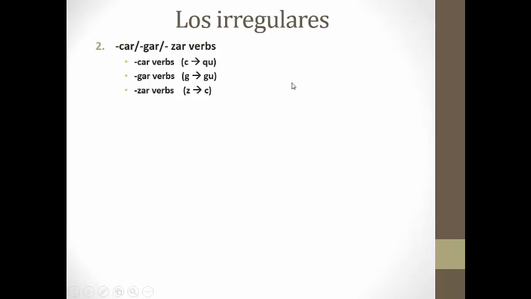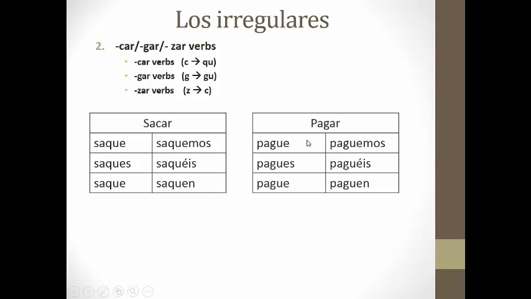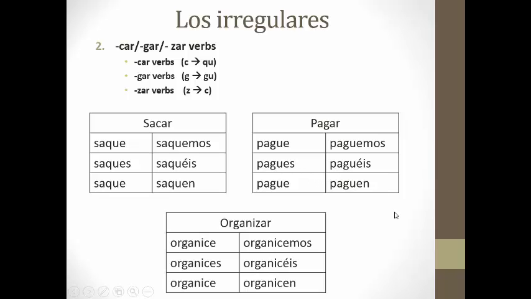So let's look at a couple conjugations. Here's sacar: saque, saques, saque, saquemos, saquen. You have pagar: pague, pagues, pague, paguemos, paguen. And you have organizar: organice, organices, organice, organicemos, organicen. Again, on your note guide I didn't have you write down all three of these, but by all means, if that would help you, please write it down. Remember, if you have a car, gar, zar verb, you've got to have a spelling change in order to preserve pronunciation.